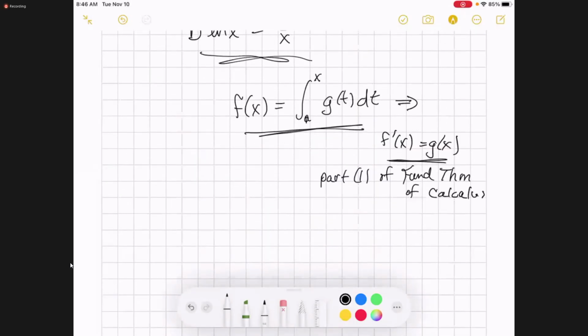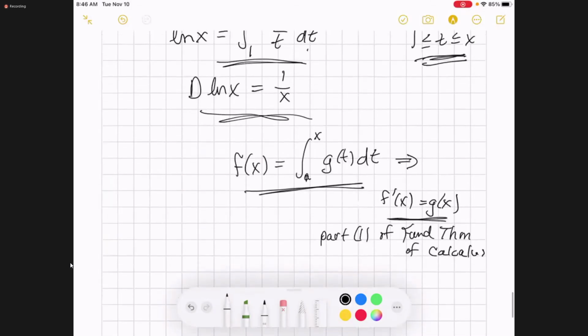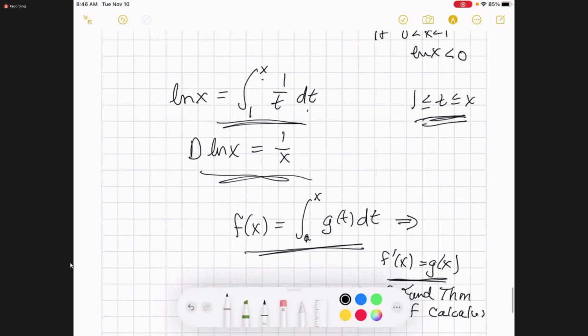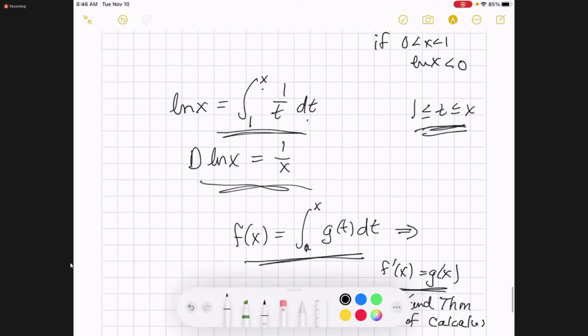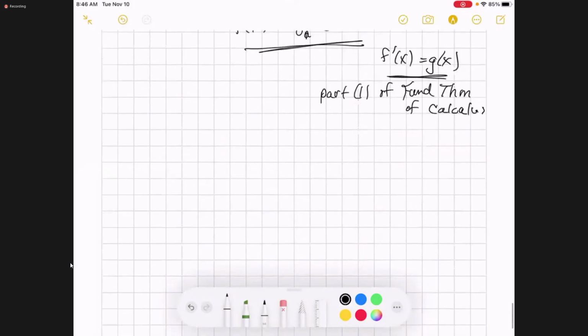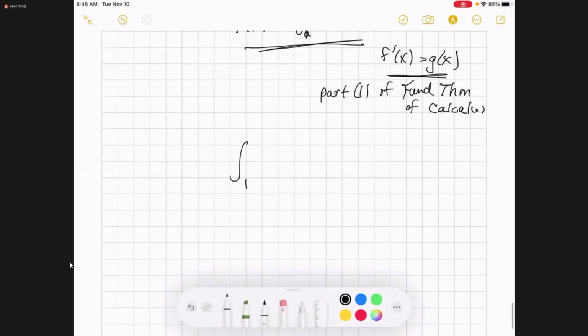One of the nice things about this is that it makes you think about all those properties we talked about and makes you think about the fundamental theorem of calculus. So you basically said that the derivative of ln of x is 1 over x because t is trying to represent everything in between 1 and x. Well, wait, no, that's not why.